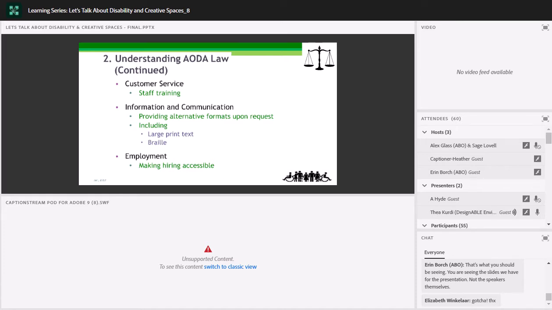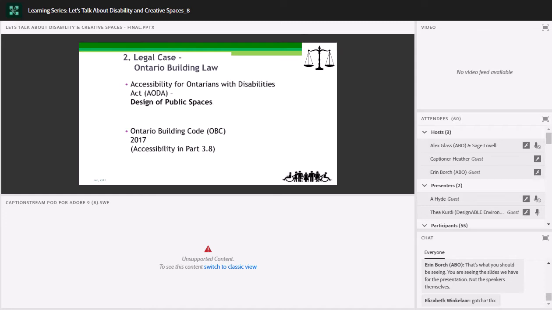And then for the employment part of the standard, you're making your hiring practices accessible, so that both the application and the interview process. Now, of course, you probably have to think about then your staff spaces being accessible, but that's not covered by the legislation.